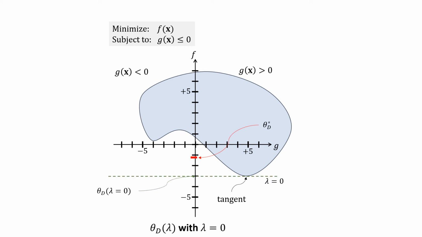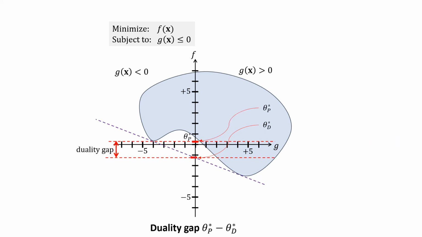This is with lambda equals 0. It can be noticed that as we changed lambda, the value of theta d kept increasing until it peaked at theta d star and then it started decreasing. This illustration shows that theta d lambda is concave.